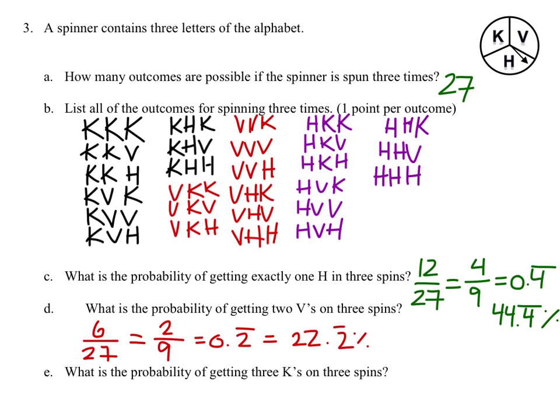What's the probability of getting 3 Ks on 3 spins? There's only one that has 3 Ks out of the 27, which has a decimal and a percent. If we want to show that the percentage repeats, we'll show the 703 repeating, and that's the percent right here.